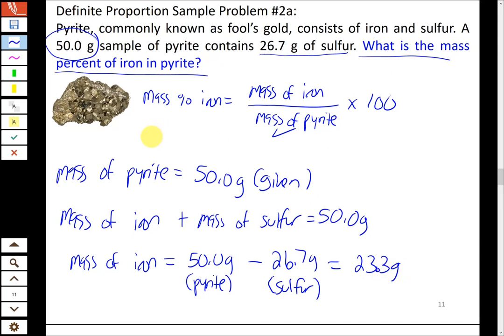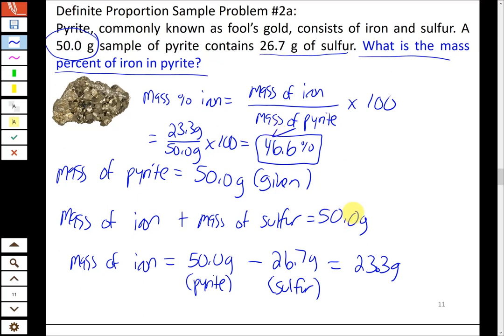And so now we have the numbers that we need. The mass of iron is 23.3 grams. The total mass of pyrite is 50. We multiply by 100, and we get 46.6%. Okay? So that's going to be how we would calculate that, where we had to do just one extra step to get one of the two numbers that we needed.